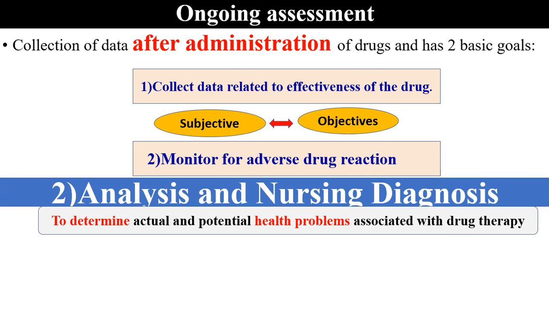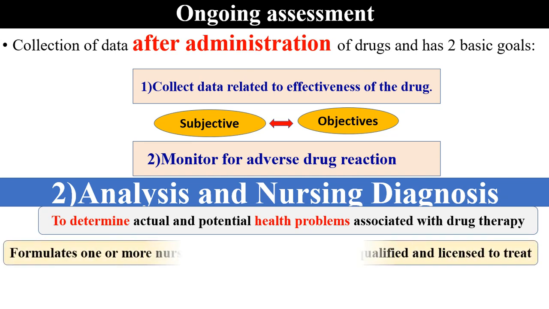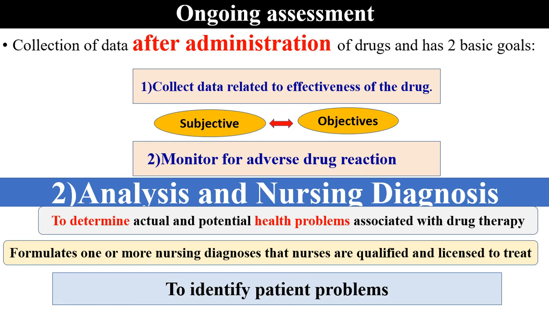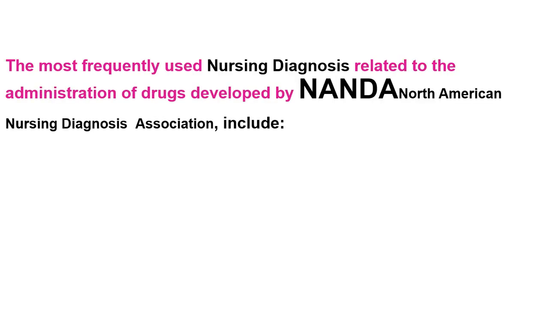And the second step of the pharmacological nursing process is analysis and nursing diagnosis. This is needed to determine actual and potential health problems associated with drug therapy. So we must formulate one or more nursing diagnoses that nurses are qualified and licensed to treat. And finally, this is a summary: diagnosis to identify patient problems.